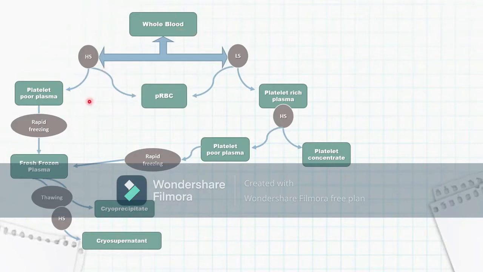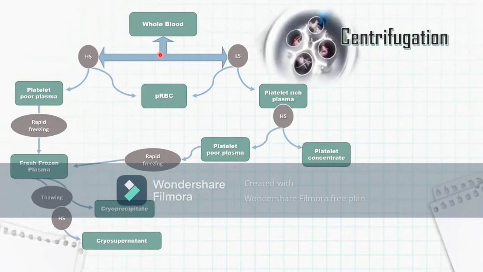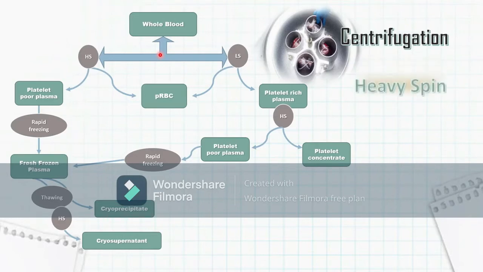Now, going back to what you could see in our illustration, whole blood undergoes a series of processes in order for us to collect specific blood components. Primarily, whole blood will be subjected to centrifugation. And centrifugation will allow the separation of each blood component from one another. Now, there are two techniques that we could perform. We have your heavy spin and we have your light spin.